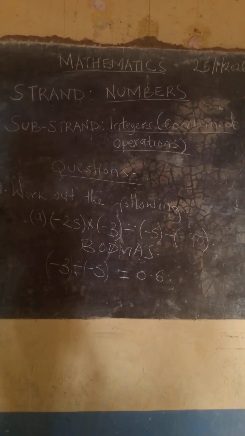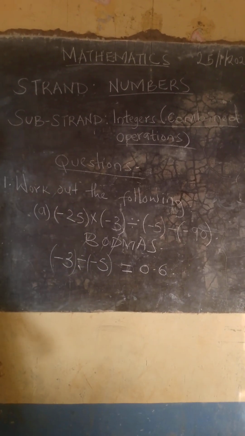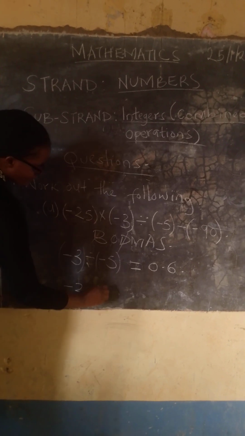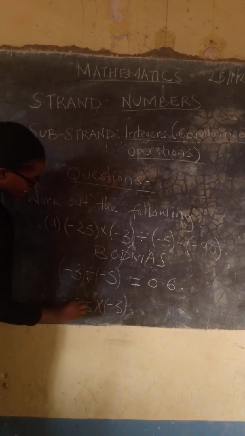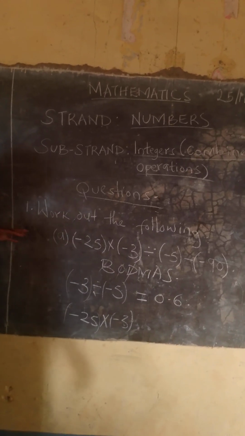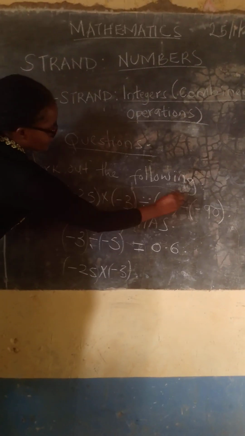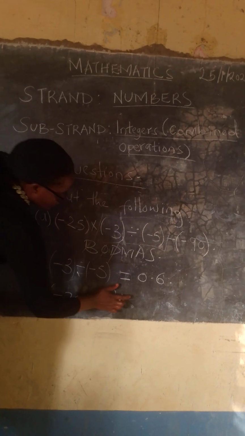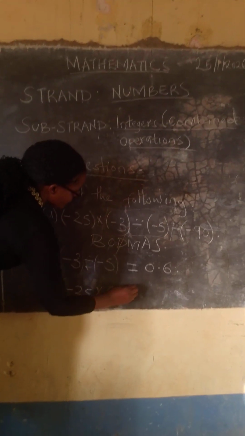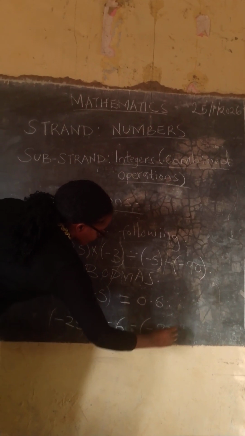So with that, we can substitute 0.6 into our main expression, whereby we have negative 25 multiplied by negative 3, then, sorry, not negative 3, because we have already dealt with this. We already have the answer for this. So this will be times 0.6, then minus negative 90.